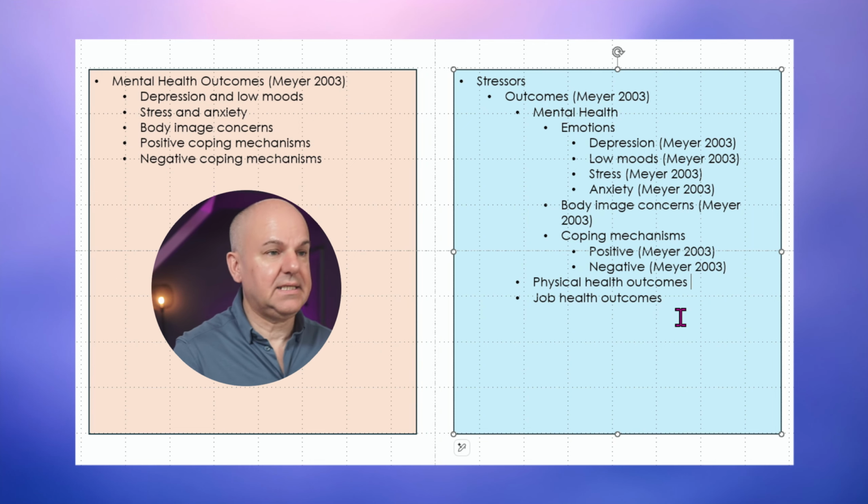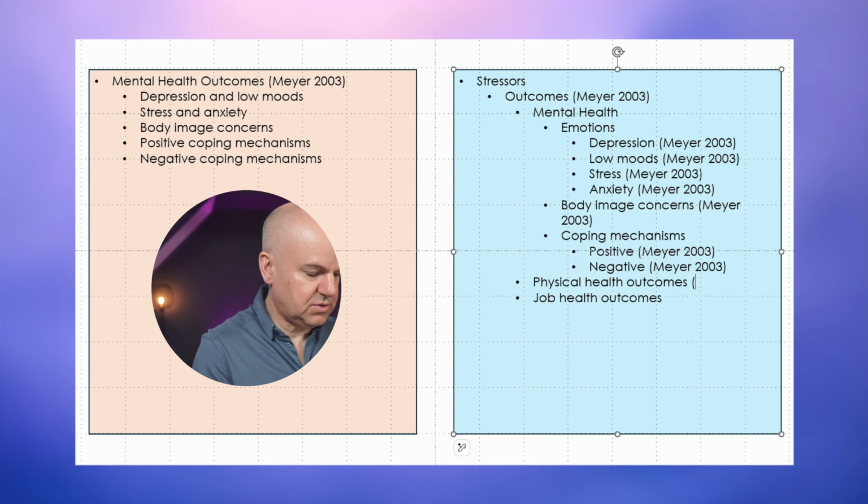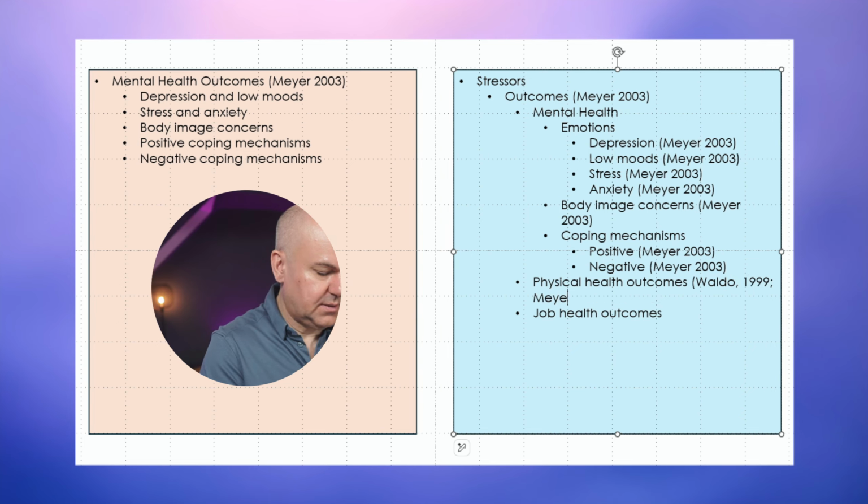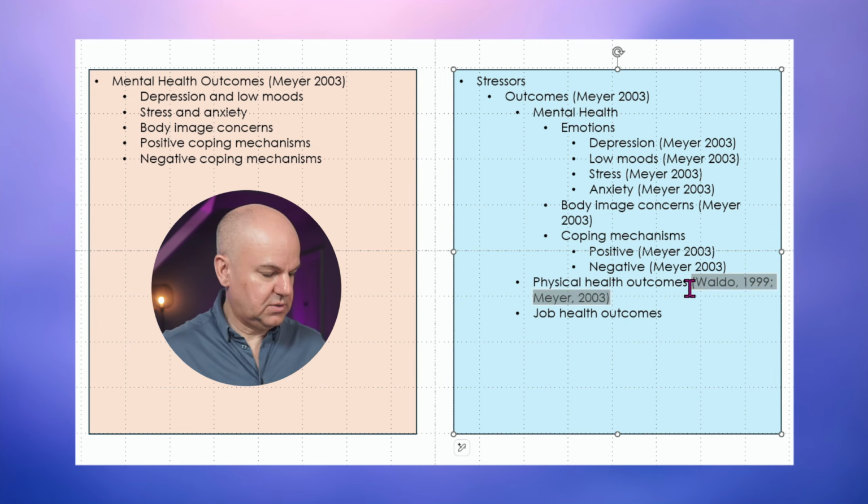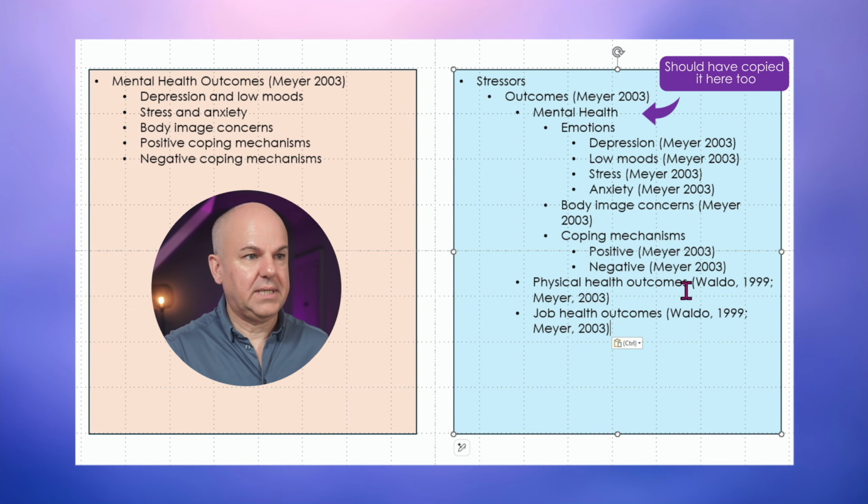So let's add that information to the structure. So we've got Waldo 999 and Meyer 2003. And what we do next is to just copy that and paste it there. We could continue probing the analytical structure.